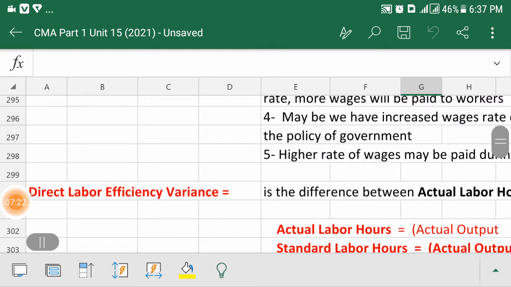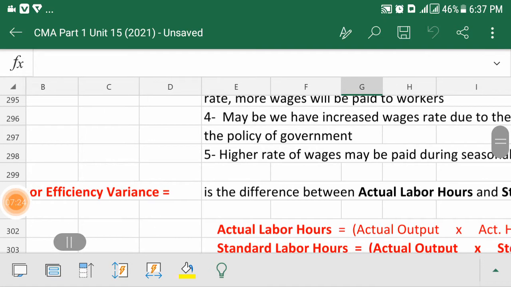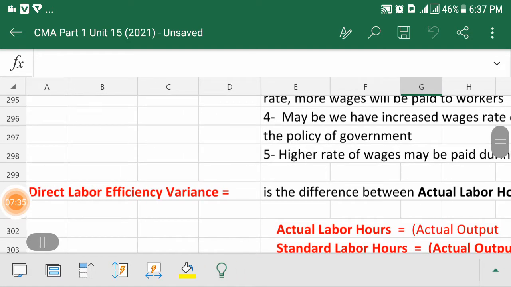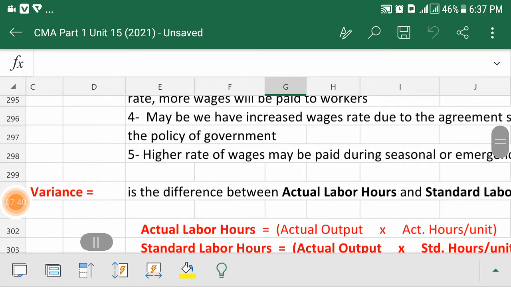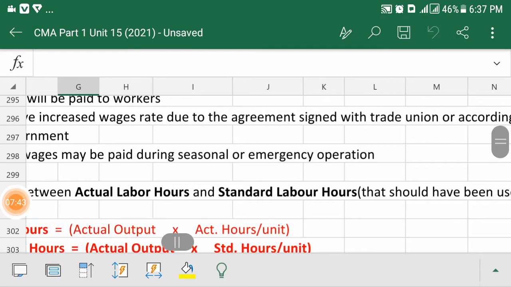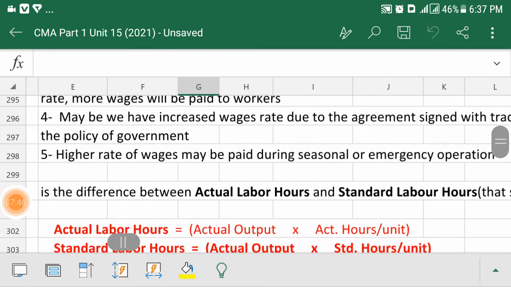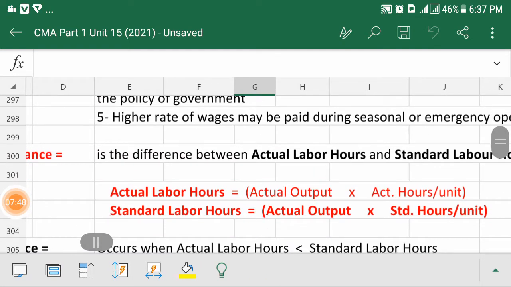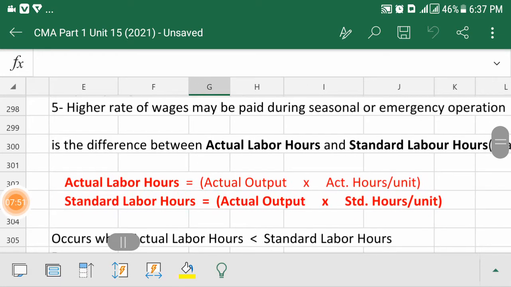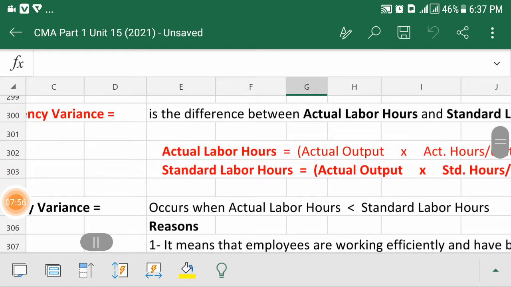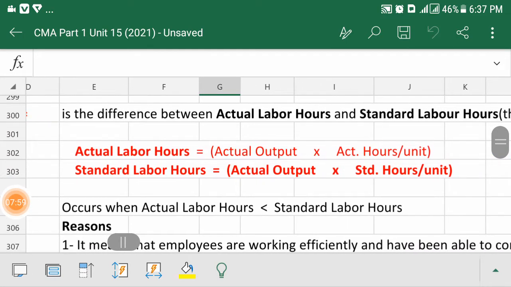So here is now the direct labor efficiency variance. What is the efficiency variance? Like the learning curve, which we have studied in unit 12. There is a topic called the learning curve. According to that basis, we can say here the labor efficiency variance is the difference between the actual labor hours and the standard labor hours that should have been used. Actual labor hours are equal to actual output into actual hour rates, that is, how much you are paying per hour. Thereafter, the standard labor hours are equal to actual output into standard.